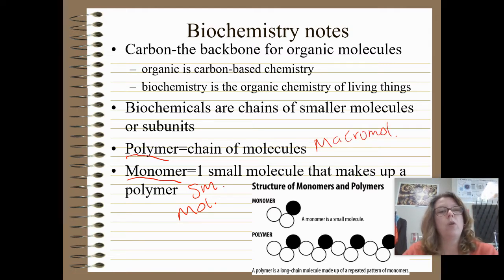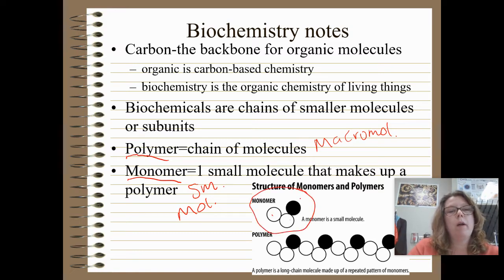Okay. So polymer is another word for macromolecule. Monomer is another word for a small molecule that makes up a macromolecule, just from that hierarchy. Sometimes monomers are referred to as building blocks or subunits of larger molecules. So here is an example of a monomer right here, right? We've got white, white, black.